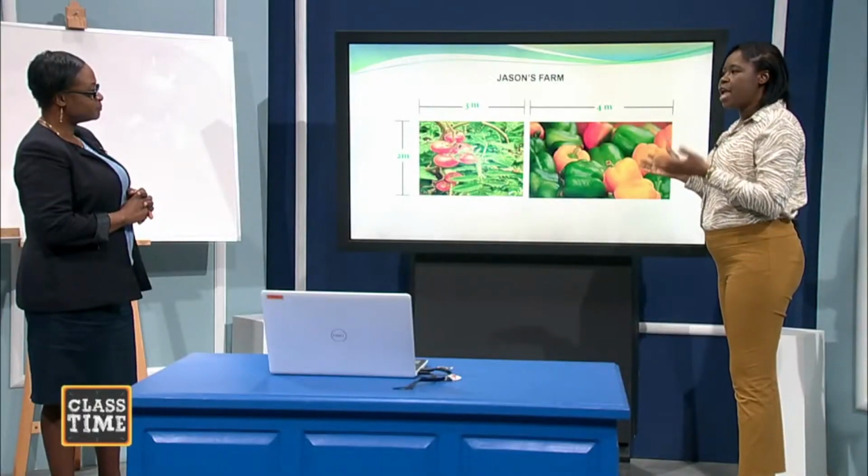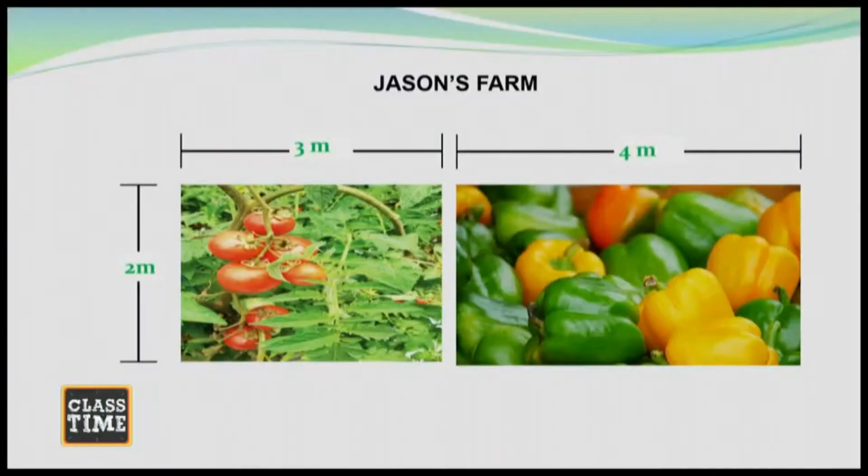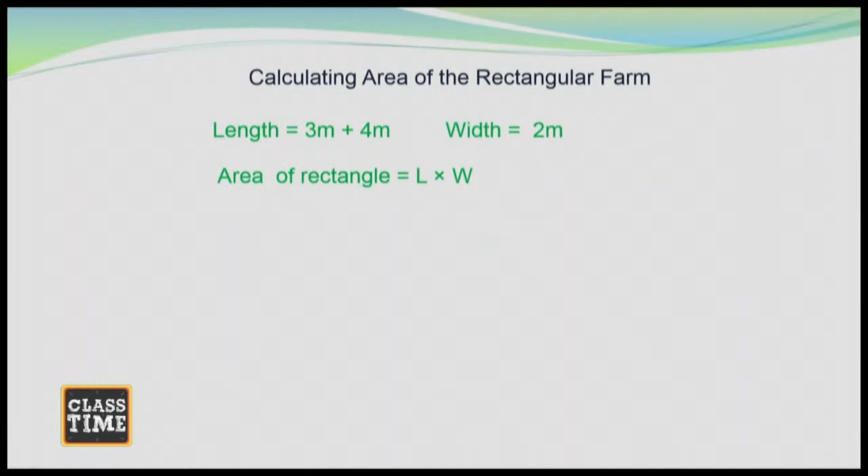Now, how do we find the area? Because Jason needs to find the area of the total farm. Well, we know that the area of the rectangle would be the length times the width. Good. So let's substitute those into the formula for finding the area of a rectangle. Substituting the length as 3 plus 4 and the width as 2 meters, we do our calculation following the order of operations. 3 added to 4 will give us 7. Remember, we work out the bracket first. And then multiplying that by 2 will give us 14. So the area of the farm would be 14 meters squared.